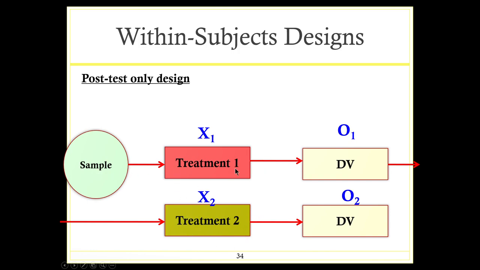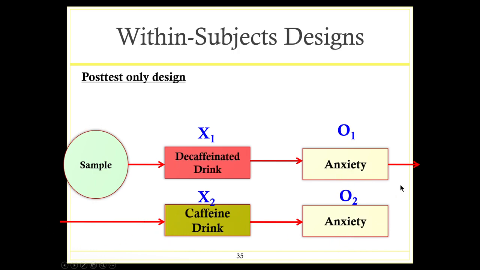So you give them a treatment, measure their DV, wait a little bit, give them another treatment, and measure their DV again. For example, you want to study the effectiveness of caffeinated drinks versus decaf drinks on anxiety. Your hypothesis will be that when people drink caffeinated drinks, they might be more anxious compared to people who drink decaf coffee or teas or any type of drinks.